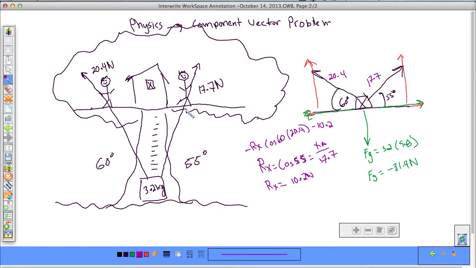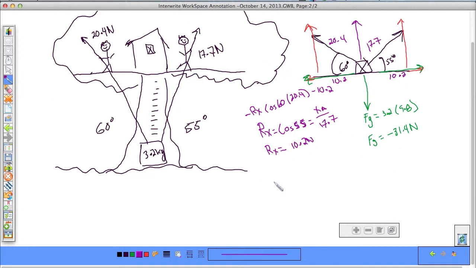It could be because this branch is a little bit lower, he's pulling on it more at a slanted angle or whatever. But we find that if this is 10.2 and this is 10.2, these x directions cancel each other out. So we know now that the box is going to be going straight up. So now the question is, what are our vertical directions, right?